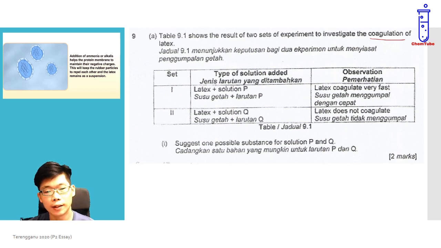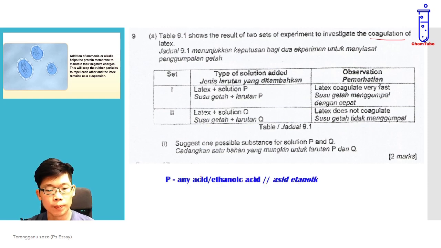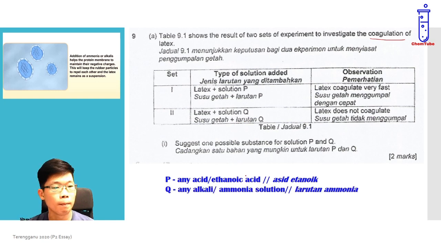Okay, so based on the video just now, I think you should be able to guess the solution P. It makes the latex coagulate, so it should be a weak acid now, weak acid. Actually you can put any acid, but normally we use ethanoic acid. So Q, just now we also saw from the video, is ammonia, or any alkaline actually.